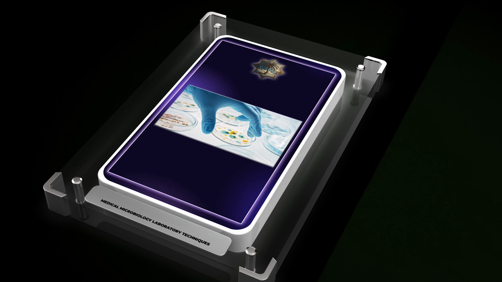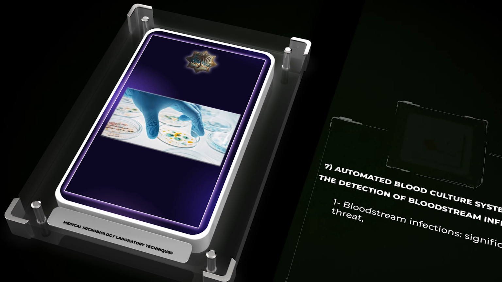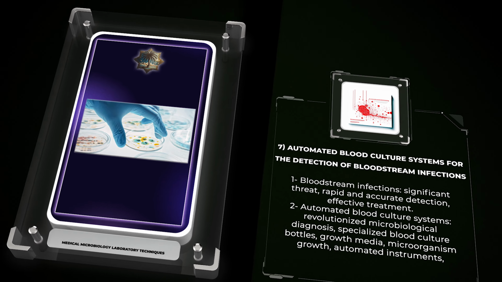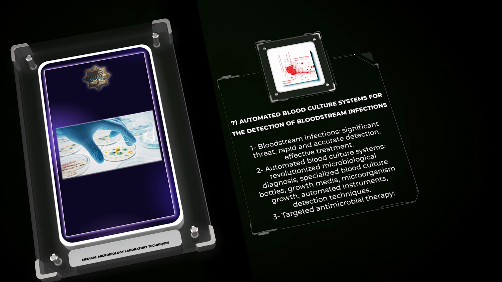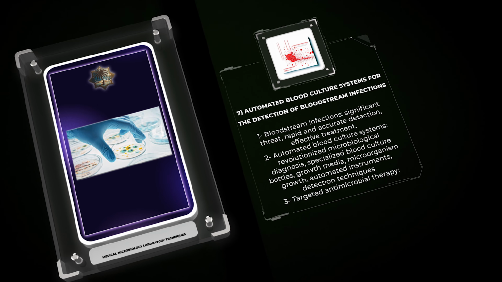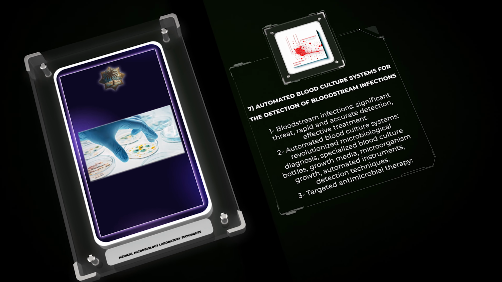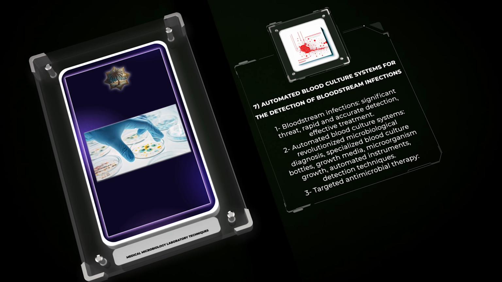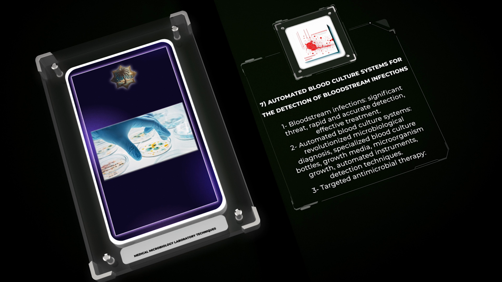Bloodstream infections pose a significant threat to patients, requiring rapid and accurate detection for effective treatment. Automated blood culture systems have revolutionized the microbiological diagnosis of bloodstream infections. These systems utilize specialized blood culture bottles containing growth media that can support the growth of microorganisms. They also incorporate automated instruments that monitor culture bottles for microbial growth using various detection techniques. The advanced systems can provide early detection, allowing for prompt intervention and targeted antimicrobial therapy.